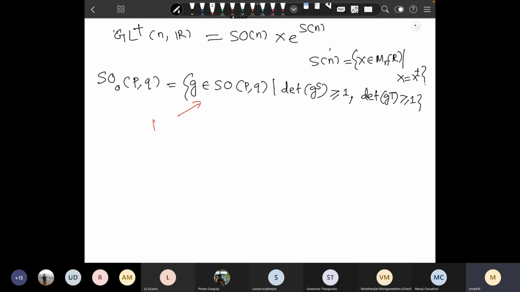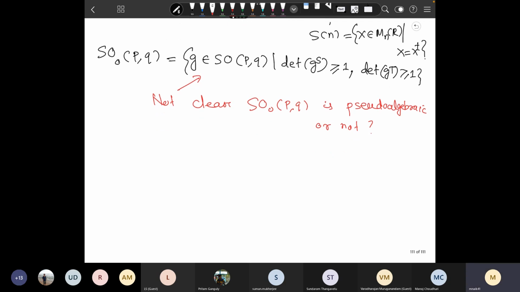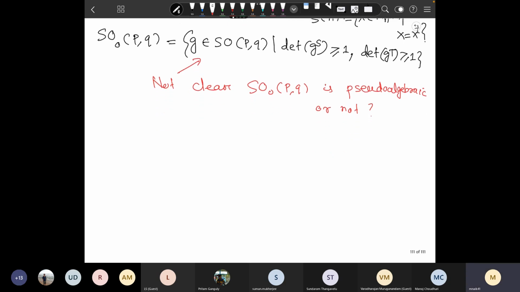It is probably not clear to me whether SO naught P comma Q is pseudo algebraic or not, but you can get a polar decomposition. So now we have to do that.